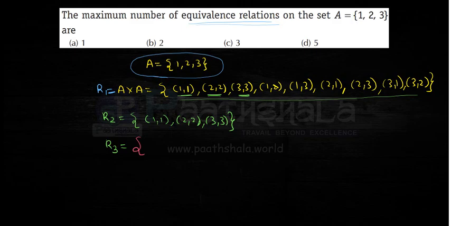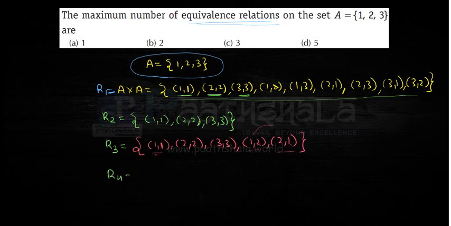Now let's consider R3. Here we will consider 1 and 2 together and 3 alone. It means (1,1), (2,2), (3,3) are there, and we are considering (1,2) and (2,1), with 1 and 2 together and 3 alone. So this is also reflexive, symmetric and transitive. We can see (1,2) and (2,1) are there, hence it is symmetric. If we consider (1,2) and (2,1), there must be (1,1) in the relation, hence it is transitive as well. So R3 is also an equivalence relation.